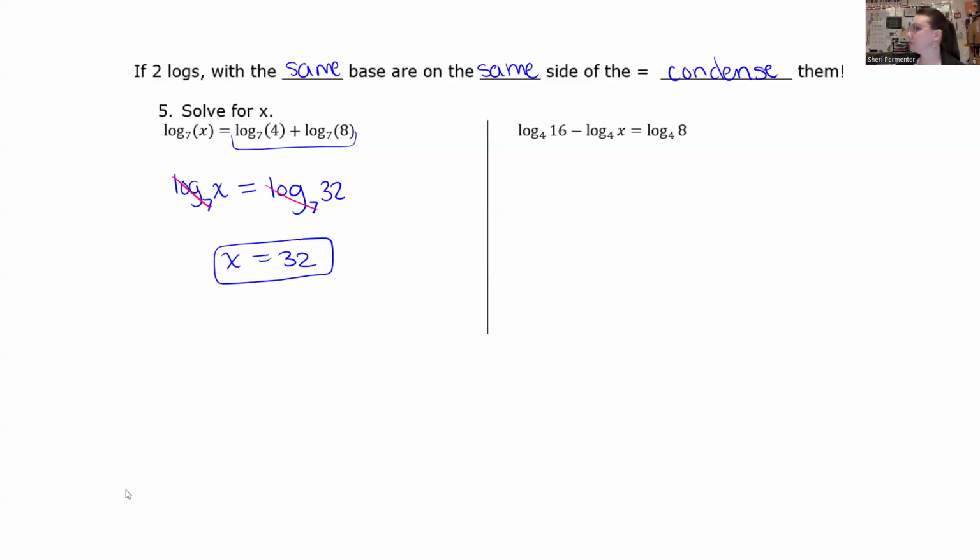Not much work involved there. Easy peasy. The next problem, we've got two logs. They're on the same side with the same base. They're subtracting. We're going to combine them. And when we combine them, we're going to divide. So we get log base 4, 16 divided by x is equal to log base 4 of 8. The logs have the same base, so I can mark them out. And I'm going to set this stuff equal.